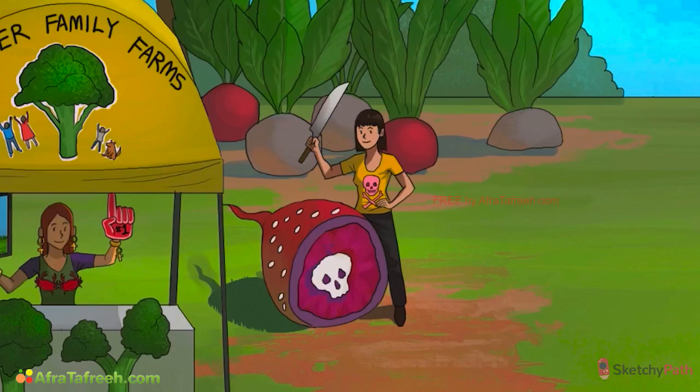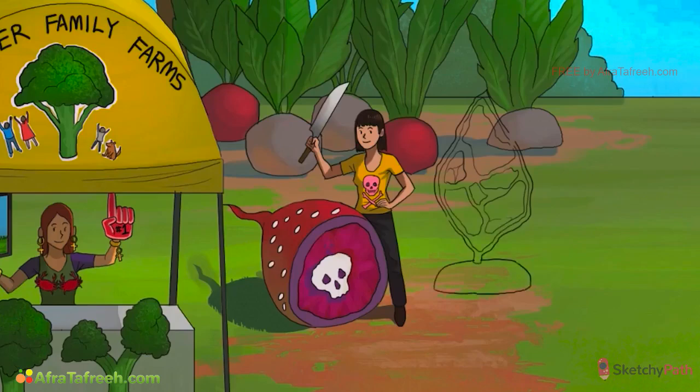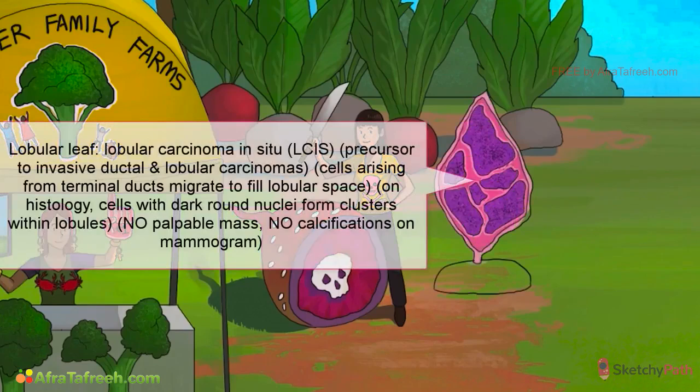Moving on, let's talk about the other major breast cancer precursor, lobular carcinoma in situ. Alright, if the turnip root is the duct, then the leaves are the lobule. Lobular carcinoma in situ, or LCIS, technically arises from the terminal ductal cells. But this time, the neoplastic cells head in the other direction and fill up the lobular space. On histology, LCIS contains cells with dark, round nuclei in clusters within the affected lobules.